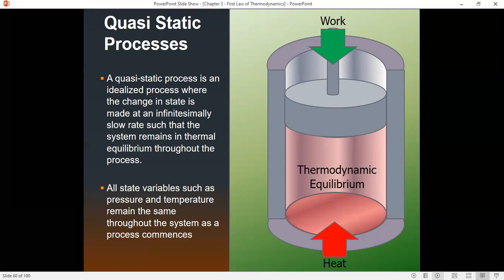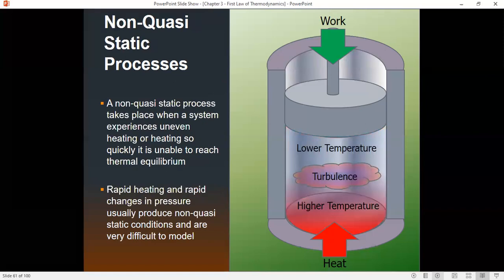We want to allow compression and expansion to happen so slowly that at all times our system remains in thermodynamic equilibrium. What I mean by that is every part of the gas is at the same pressure, every part of the gas is at the same temperature, every part of the gas is at the same density. So all these state variables remain constant throughout the process. Now, in the real world, this is not possible.